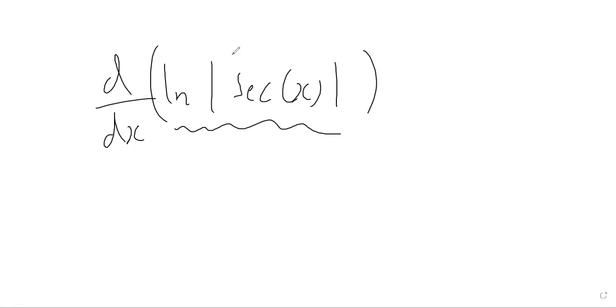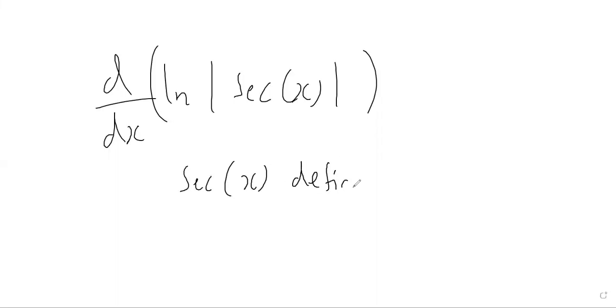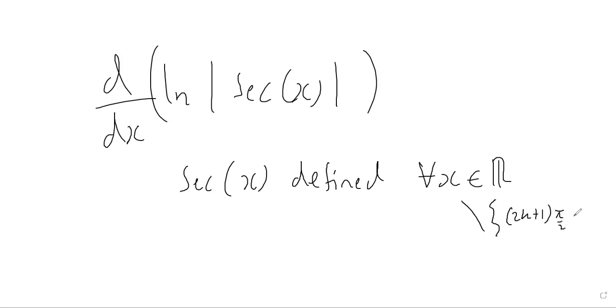But the sec x function is actually never equal to 0 anyway, so that's fine. We just have to check when sec of x is defined. Sec of x is defined for all real numbers x, apart from the odd multiples of pi over 2, so (2k+1) times pi over 2, where k is an integer.